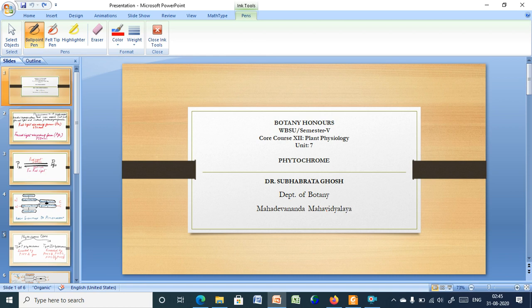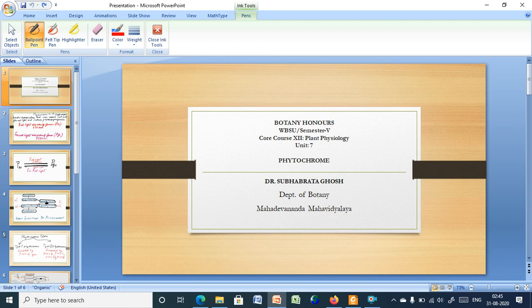The light-mediated changes in plant growth and development, which are completely independent from photosynthesis, are commonly known as photomorphogenesis. In this type of activity, light acts as a signal to initiate and regulate the particular process.